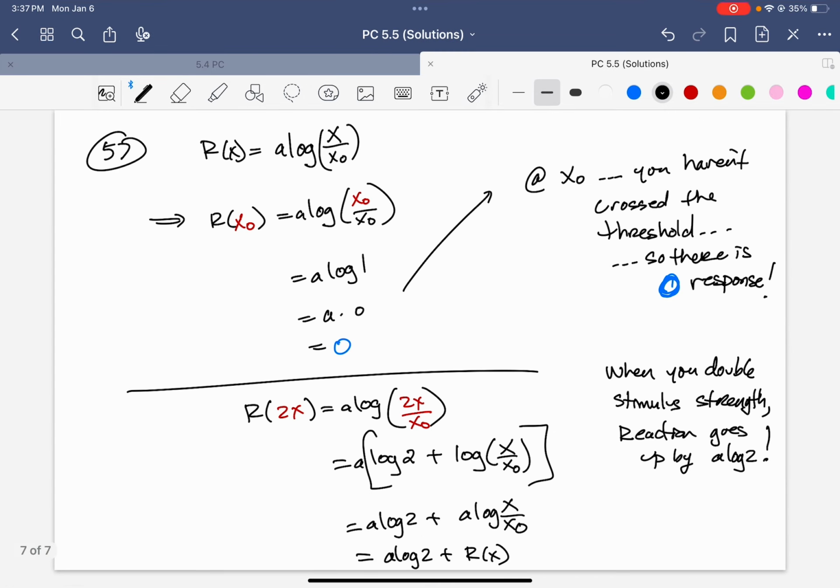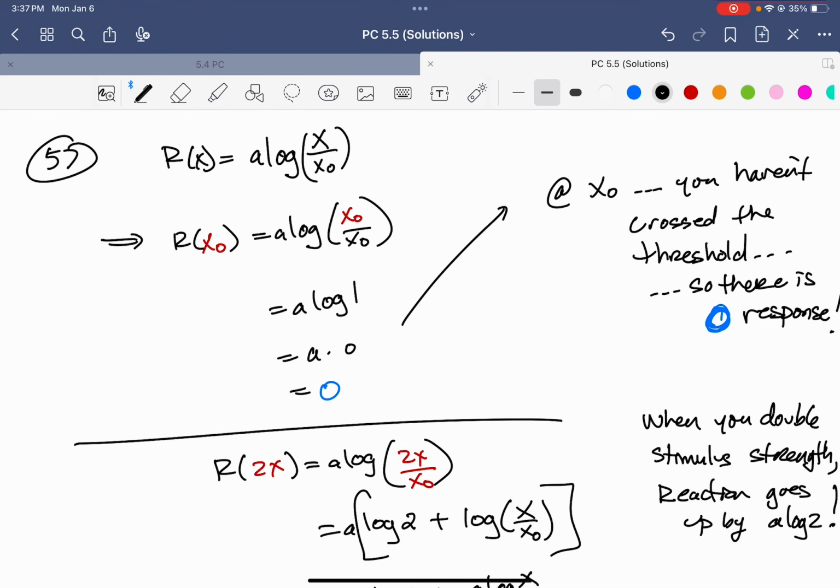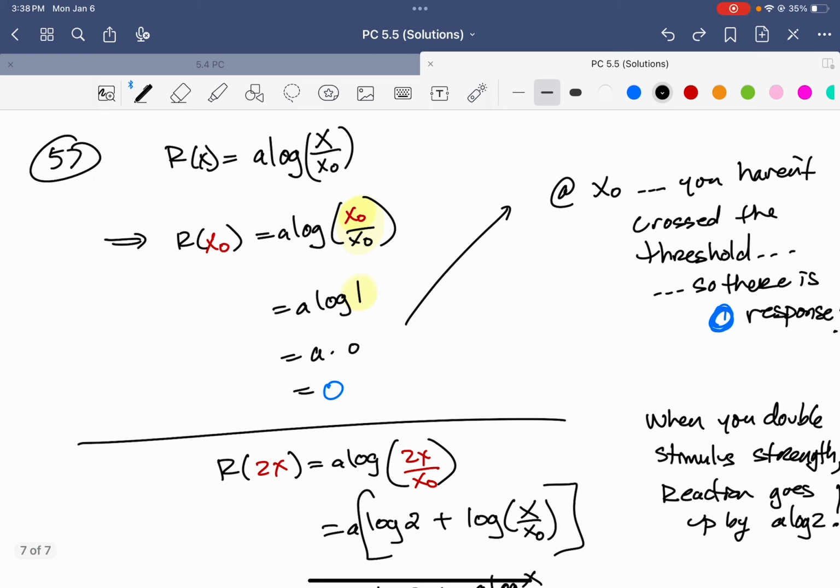57, R of x is our response, where x is our stimulus. If we have, remember, x naught is that threshold value. So if you put in a stimulus of x naught, then x divided by x naught just becomes 1. But log base 10 of 1 is just 0, so you get 0. What does that mean? That means your response, if you're at the threshold level, is nothing, because I haven't felt it yet. It hasn't gone over the threshold.